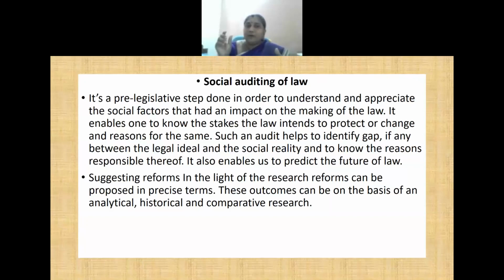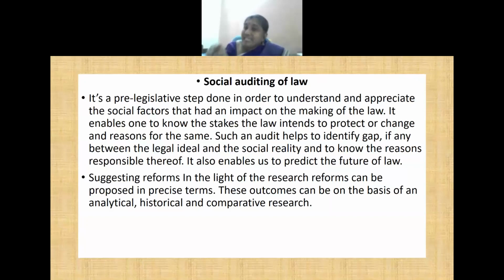Yeah. So social auditing will help in knowing the status the law intends to protect or change and the reasons for the same. So such an audit will help in identifying the gap, if any, between the legal ideal and the social reality and to know the reasons responsible thereof.